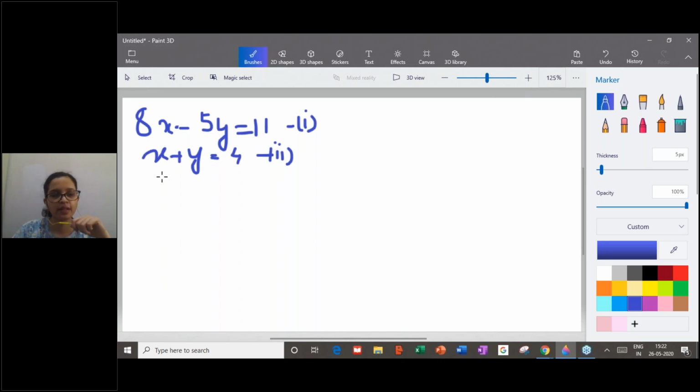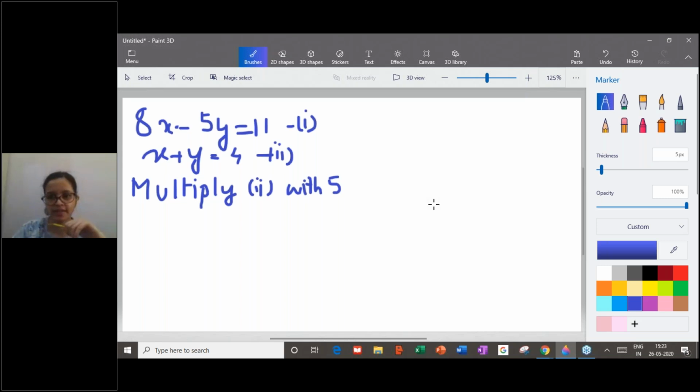So you multiply the number after which you can either add or subtract. Okay, so what we'll do, we'll multiply this with 5. And in some cases, you might have to multiply both the equations. Basically, what we're aiming at is the coefficient of y or x should be the same so that we can eliminate it by addition or subtraction. That's why we are multiplying. So multiply equation 2 with 5. Okay, this will be your first step.